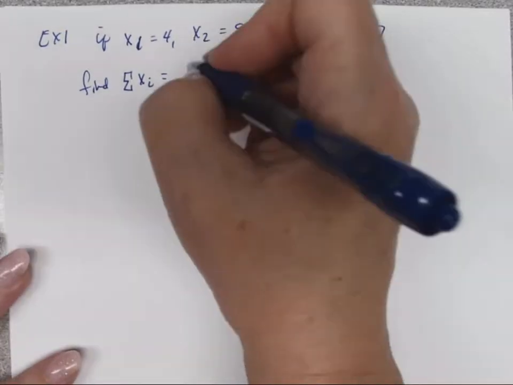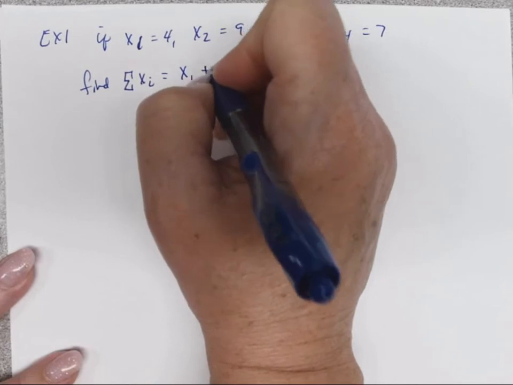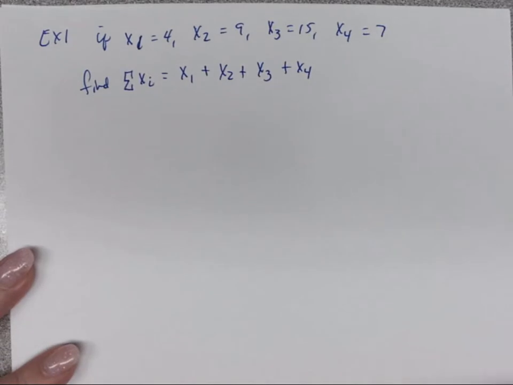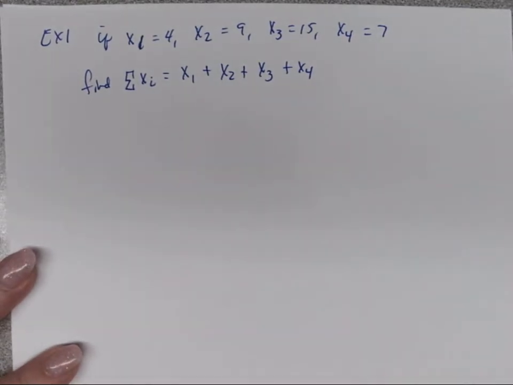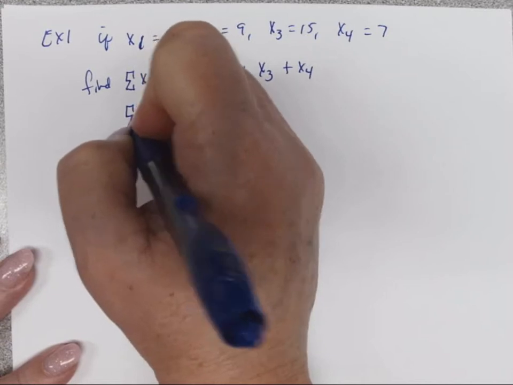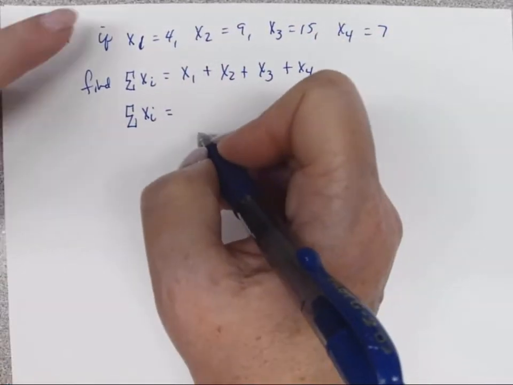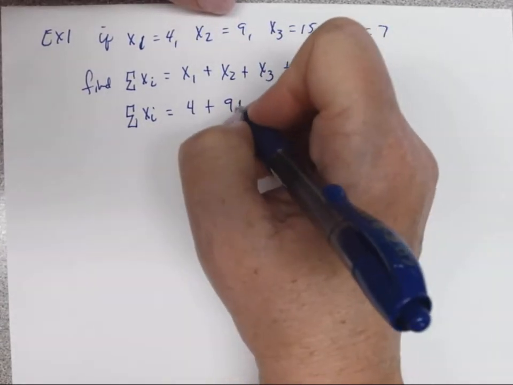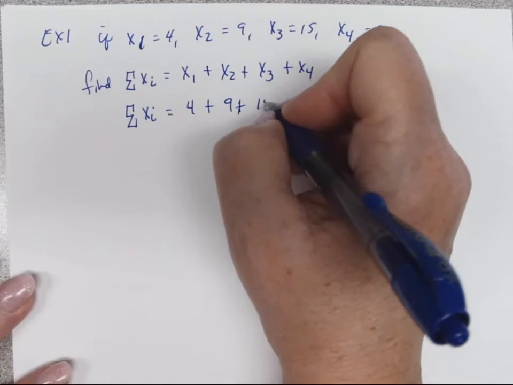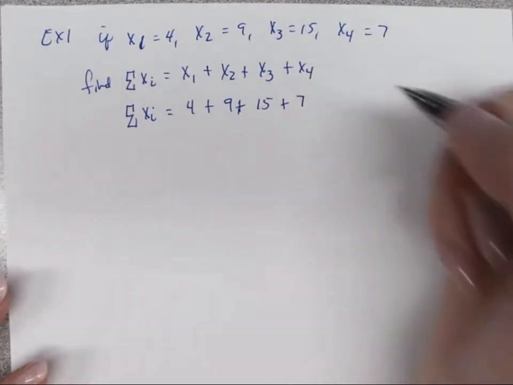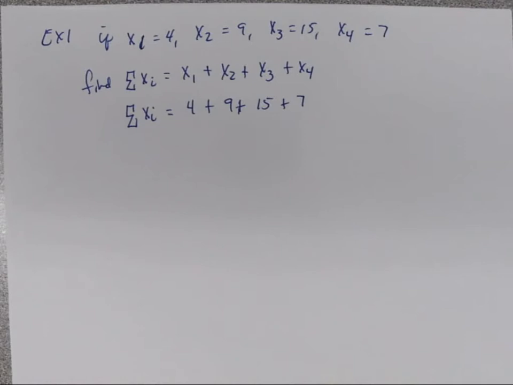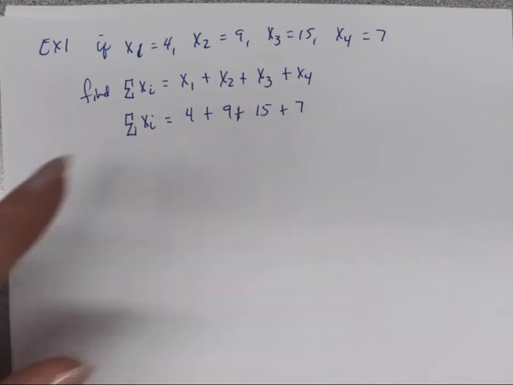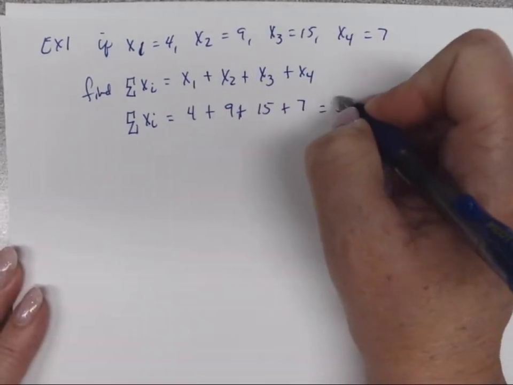So what that means is we're going to add x sub 1 plus x sub 2 plus x sub 3 plus x sub 4. We're going to add all of the x terms that we have. So our x sub 1 is 4, x sub 2 is 9, x sub 3 is 15, and x sub 4 was 7. We are going to add those numbers together: 4 plus 9 plus 15 plus 7, and when we add those, we will get 35, and that's the answer you're looking for.